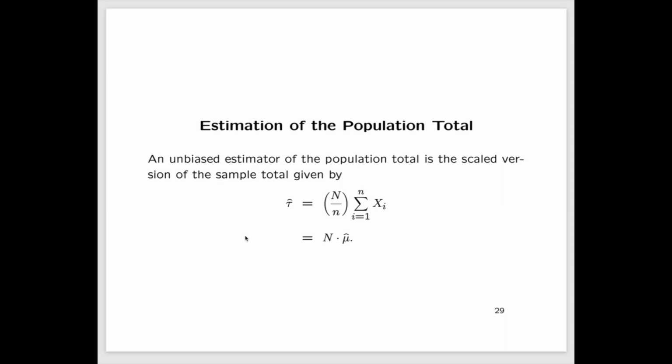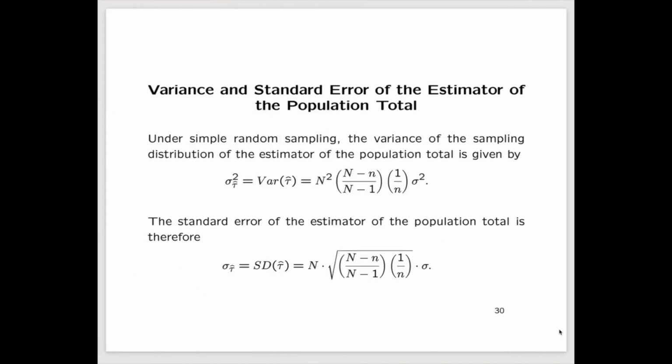Now, we can also calculate this unbiased estimator of the population total as the population size times the unbiased estimate of the population mean. So we can express this in either of these two ways. Now let's consider the variance and the standard error of the estimator of the population total.